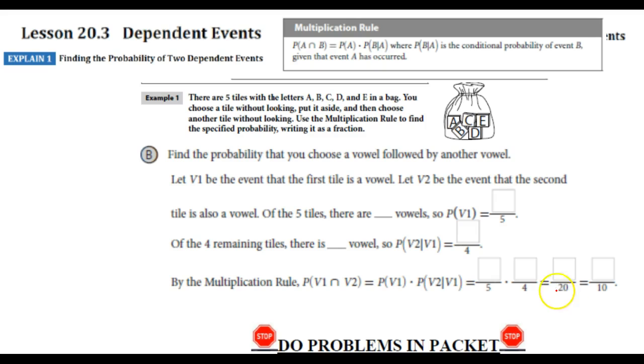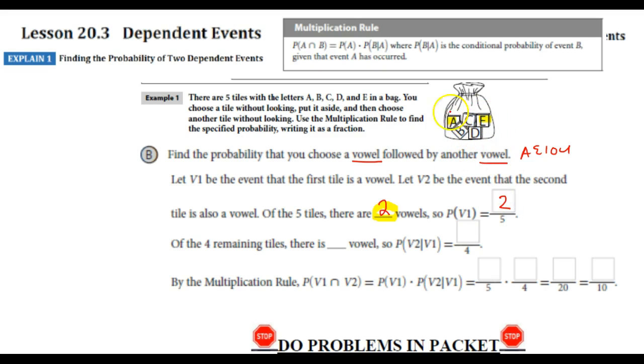All right, let's go into part B. We're again given the exact same bag, A, B, C, D, E. This time we're asked about choosing a vowel followed by another vowel. Remember, vowels are A, E, I, O, U. So V1 will be the event that the first tile is a vowel, and V2 that the second tile is a vowel as well. Of the 5 tiles, how many are vowels? Let me color code that for you. There are 2 vowels, so that'd be 2 out of the 5 tiles.